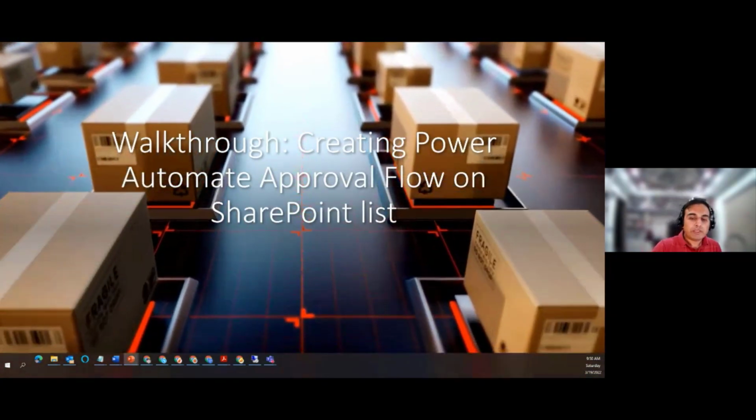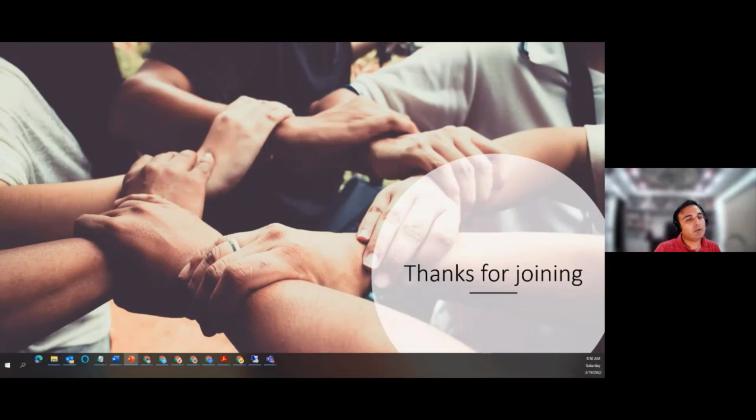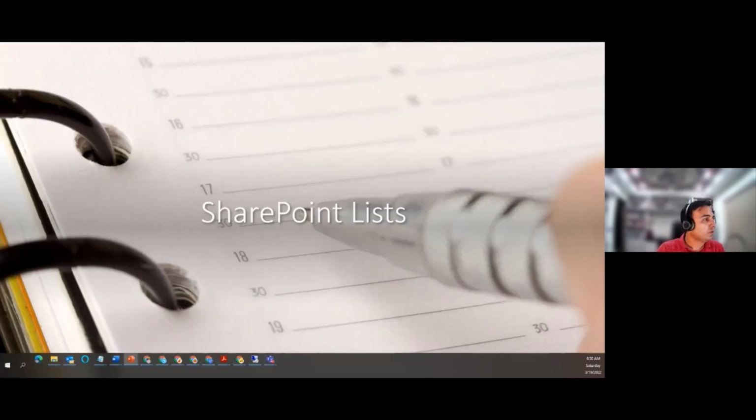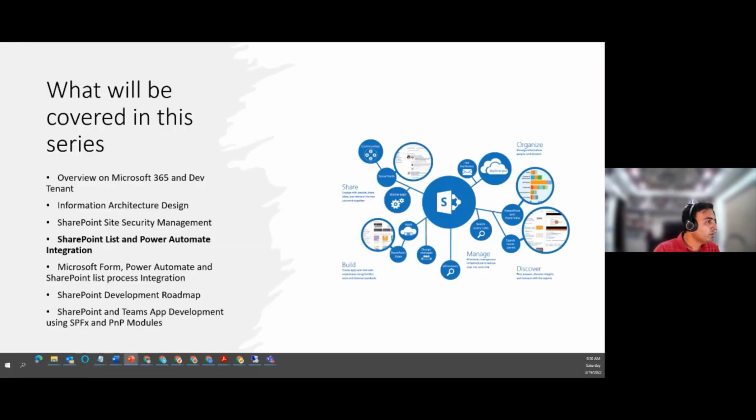And next week we will be discussing more details on Power Automate and SharePoint List, and our target is that we can create a Microsoft form, and through Microsoft form we will submit the request to SharePoint List using a Power Automate flow. And why would we need that scenario?